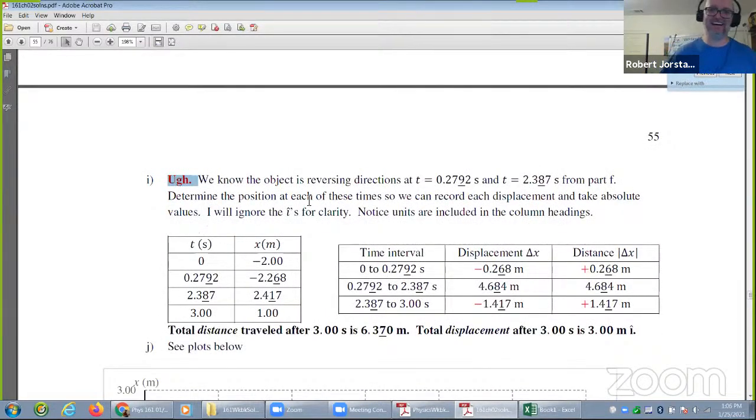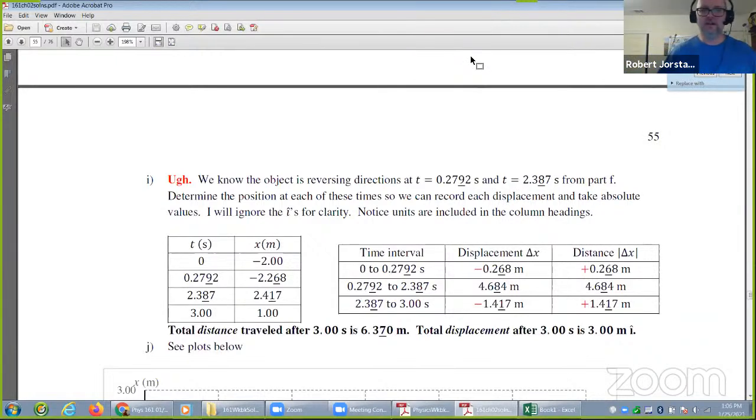How about I write it like this and see if this makes sense? Here's the position at time equals 0. Oh, that should not be italicized. I'm a bad person. Here's the position at this time. Here's the position at this time. And here's the position there. So notice I did this little chart right here and see if that makes sense to you.